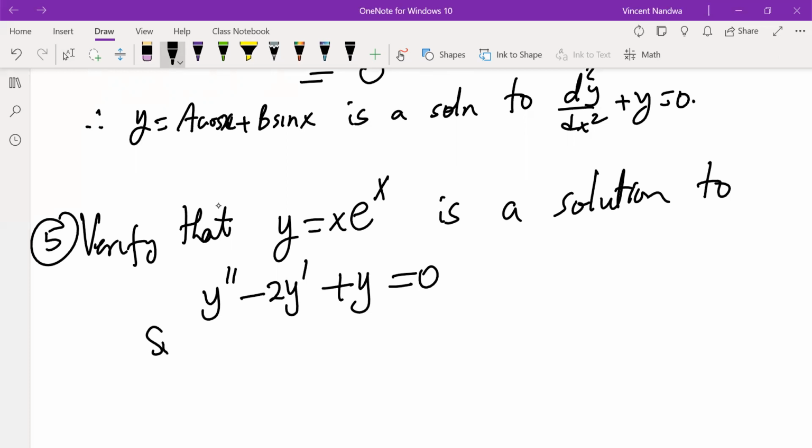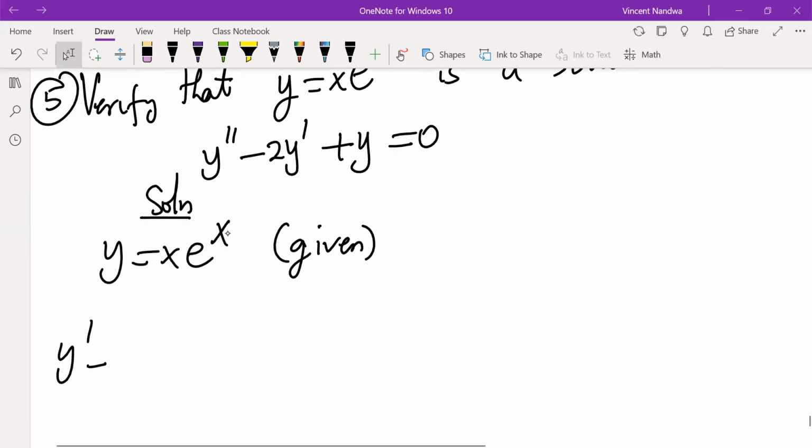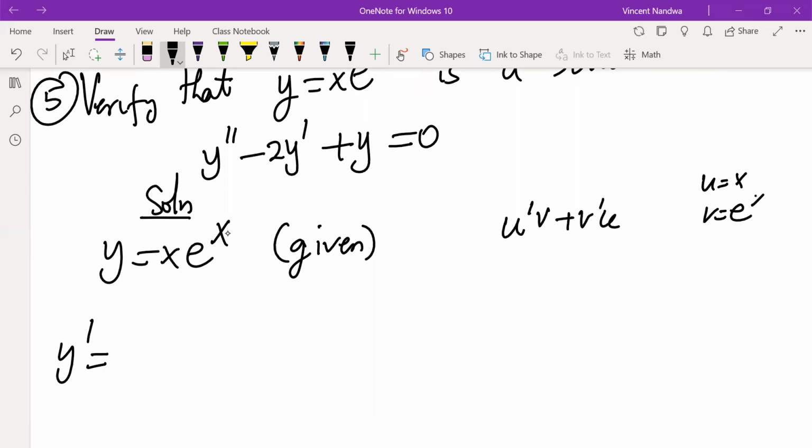Now, the solution or the proof for this: y is x e raised to x. This is given. So y prime, now this is a product, so we'll use the product rule, u prime v plus v prime u, where u is x and v is e raised to the power x. So u prime is 1 times v, we get e raised to the power x. And then v prime is e raised to the power x times u, x e raised to the power x.